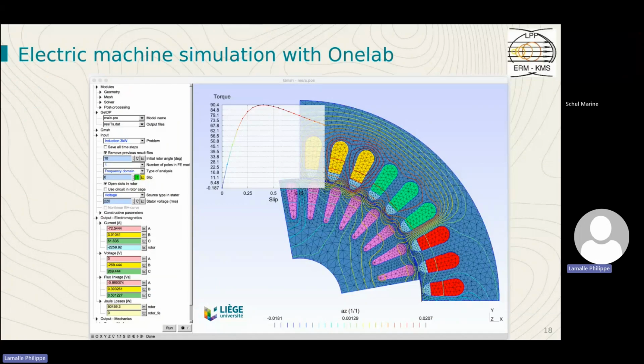We moved on to another problem, which is the simulation of an electric machine, again with this OneLab open source software. You see here the finite element mesh and different parts of the machine, and the plot shows you the calculation of the characteristic of this machine, the torque as a function of slip.